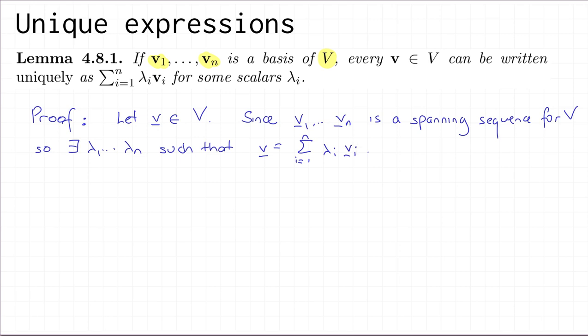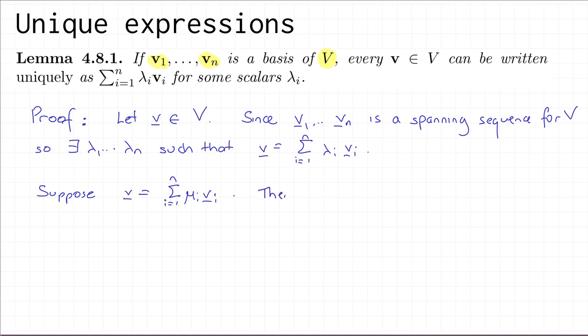And the question is, could there be another way to do it? So let's suppose there is another way of doing it. We'll have another linear combination of v1 up to vn equal to v, and we'll show that actually that linear combination is the same as the one we just wrote down. So suppose there's some other way to write v as a linear combination of the vi's. We'll take some new scalars, mu 1 up to mu n, and suppose that v is also equal to the sum of mu i times vi from i equals 1 up to n.